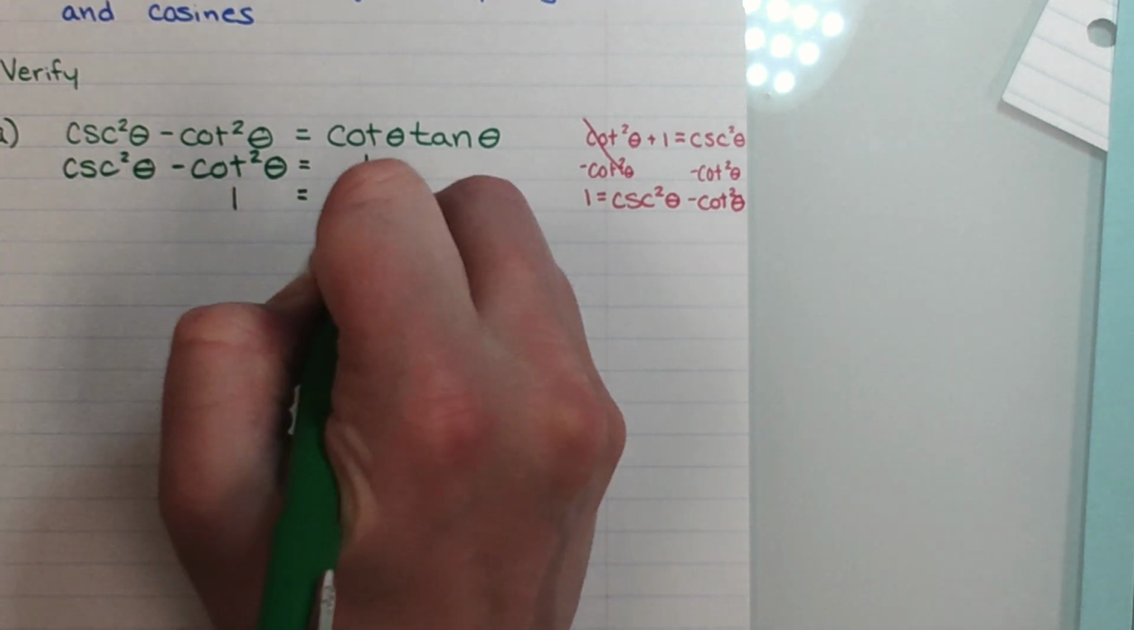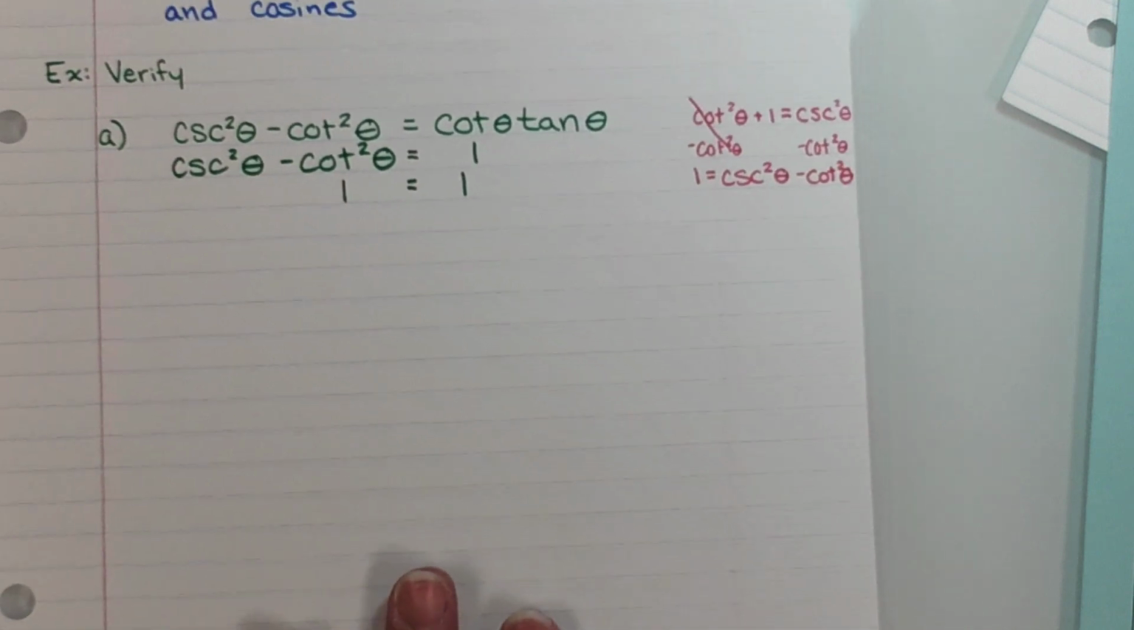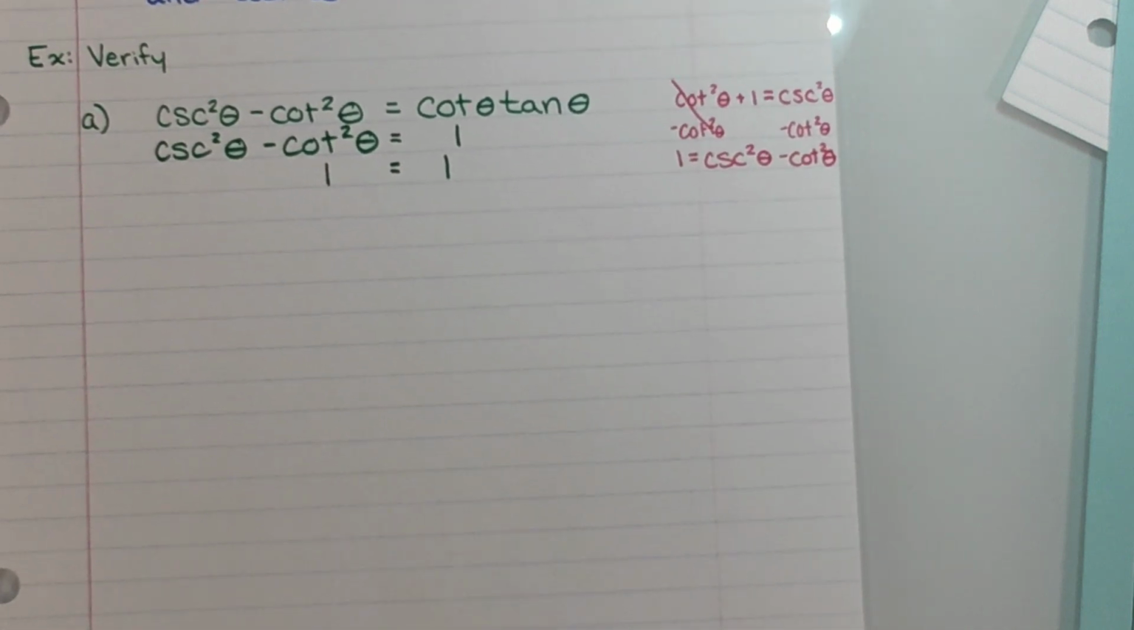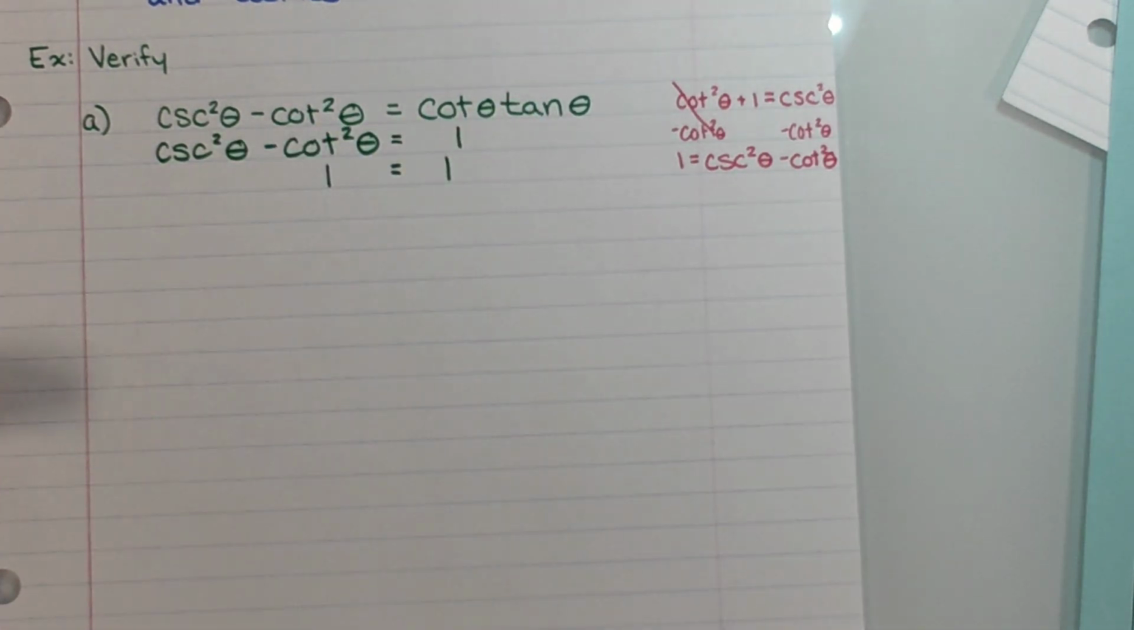1 equals 1. As soon as both sides of the equation are the exact same, I stop. I proved it. I verified it. I showed that both of these are the same because they both simplify down to a 1.